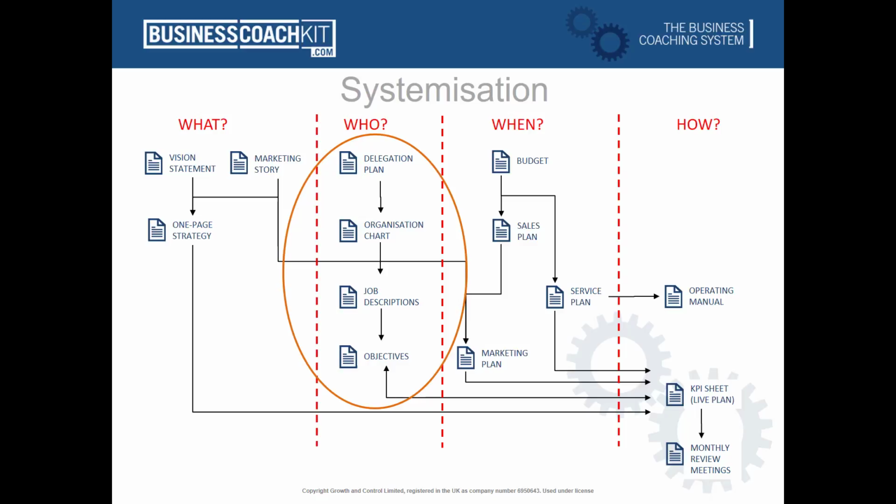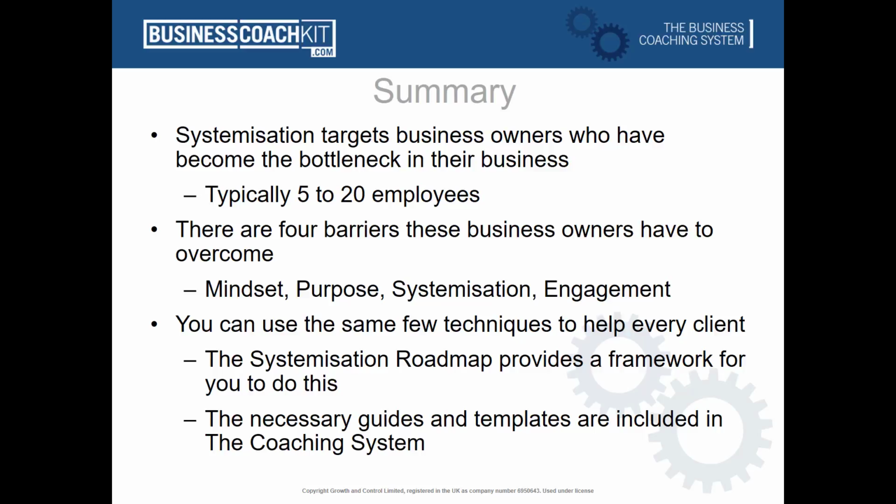The delegation plan, which I mentioned before, is really around the mindset of the business owner. But the org chart, job description, and objectives are about making it clear to employees, agreeing with employees, who's responsible for what and what good looks like. So in summary, systemization targets business owners who become the bottleneck in their business, and this is usually between 5 and 20 employees, not always, but typically.